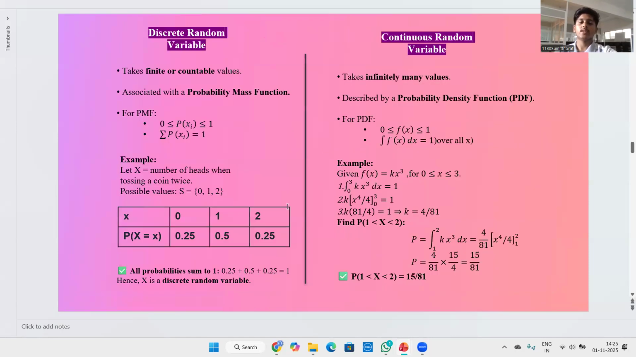Next, we see an example of discrete random variables. Let's take a simple example. If we toss a coin twice, the possible number of heads X can be 0, 1, or 2.